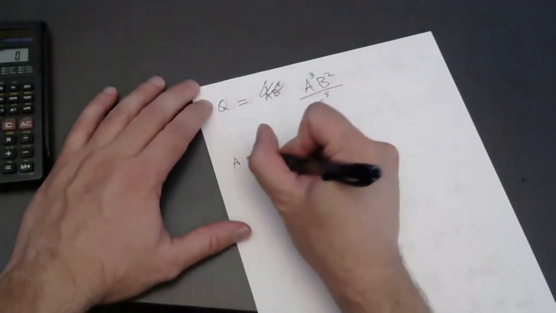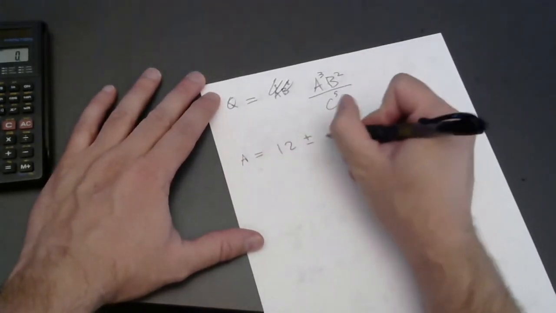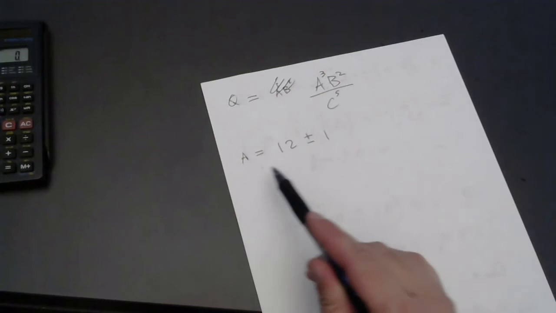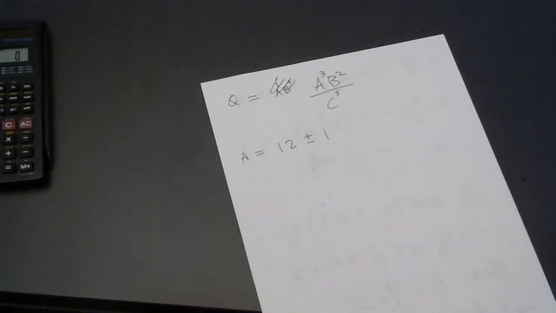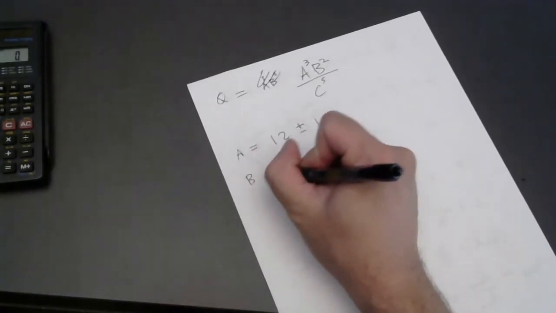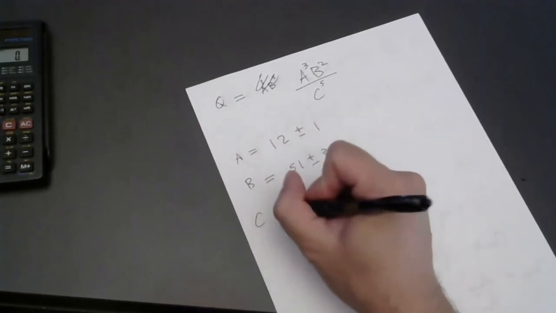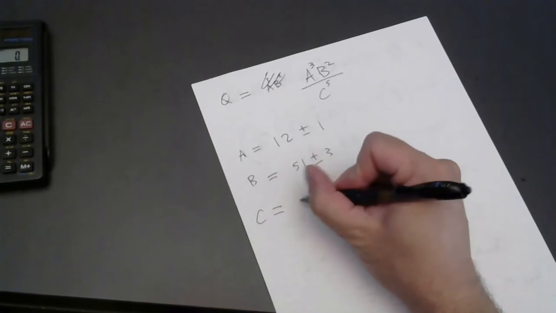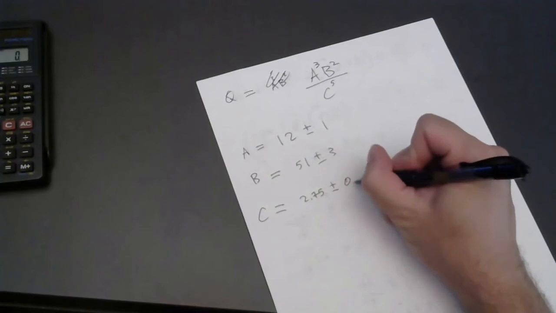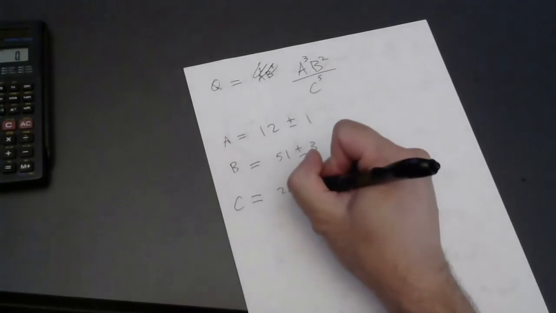And here's my best estimate and my absolute uncertainty for A. I think it's the number 12 plus or minus 1. Again, normally in a physical science class, there would be units associated with this quantity because it's something that you measured. But I just want to show you how the formula works here. And maybe B is 51 plus or minus 3. And lastly, C, let's go with the decimal. How about 2.75 plus or minus 0.8? And I'm just pulling these numbers out of a hat.